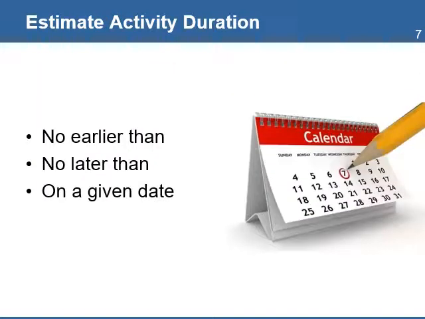The next step is to identify if there are any specific constraints to start or end an activity. There are 3 types of constraints. An activity must be completed no earlier than a specific date or no later than a specific date. And the activity must be completed on a given date. With this information, you can now proceed to estimate the duration of each activity.